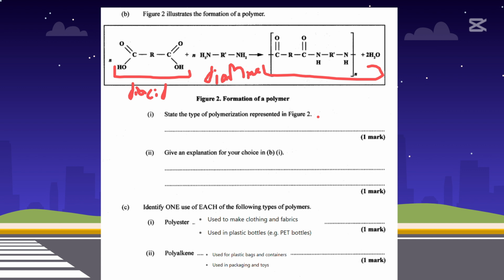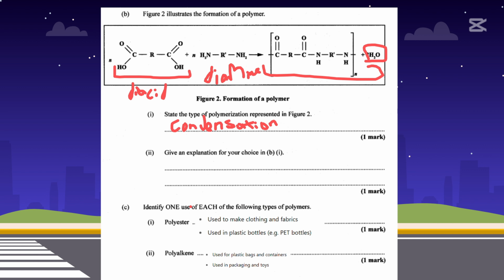So state the type of polymerization represented in the video. The type of polymerization would be either addition or condensation. The fact that we're making water suggests that it has to be condensation polymerization. And it says give an explanation for your answer. As I said, a water molecule is released when both monomers are joined together, right? Hence it has to be a condensation polymerization. And also the fact that we have 2 functional groups attached on the ends also suggests that it's condensation polymerization.